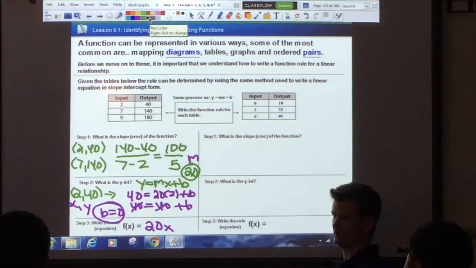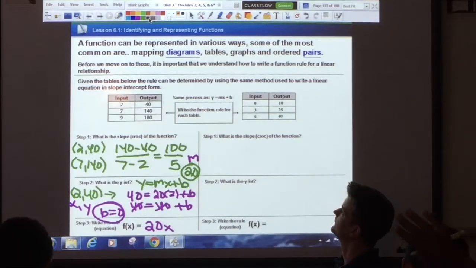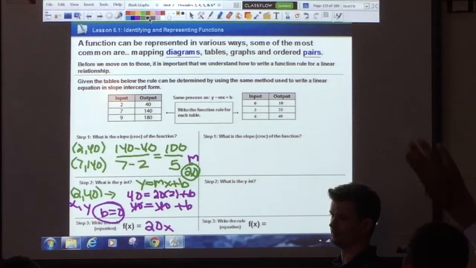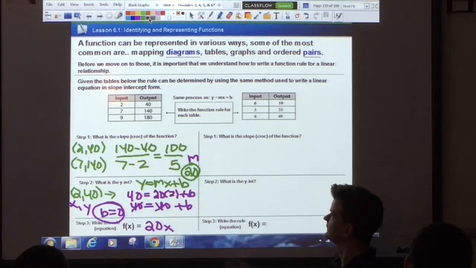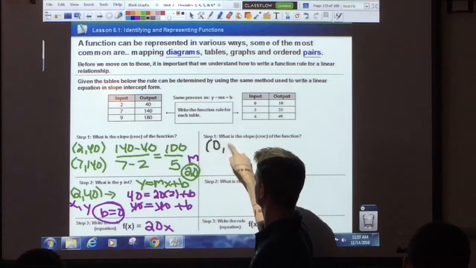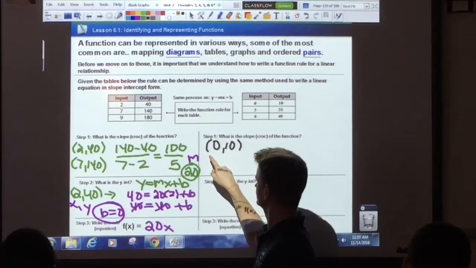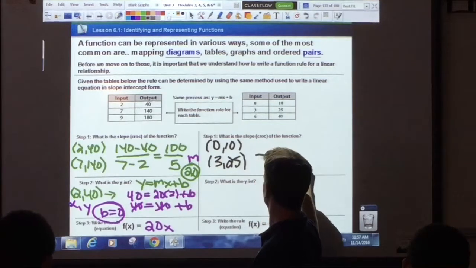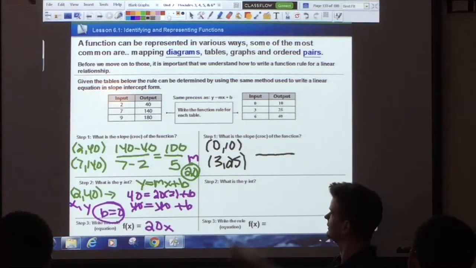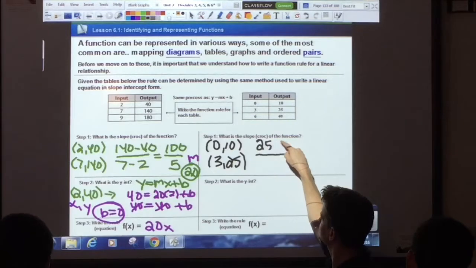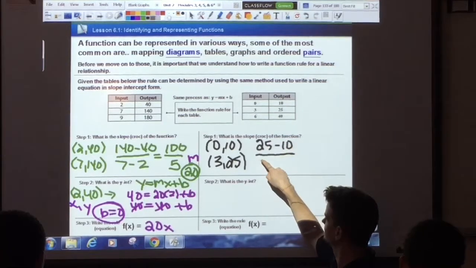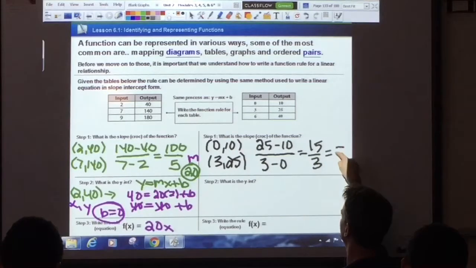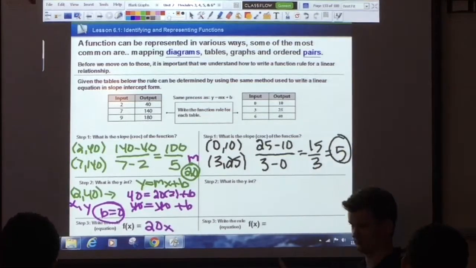Okay, so we got one. Mr. Francois, we want to write a rule for this one. So, give me two coordinate pairs. 0, 10. Okay. 3 and 25. And what is going into your formula? 25 minus 10 over 3 minus 0. That gives me 15 over 3. So my m is equal to 5.